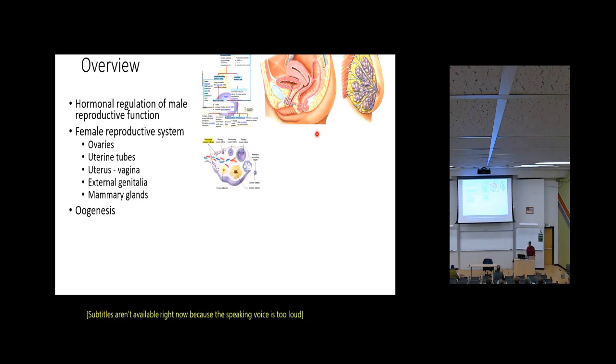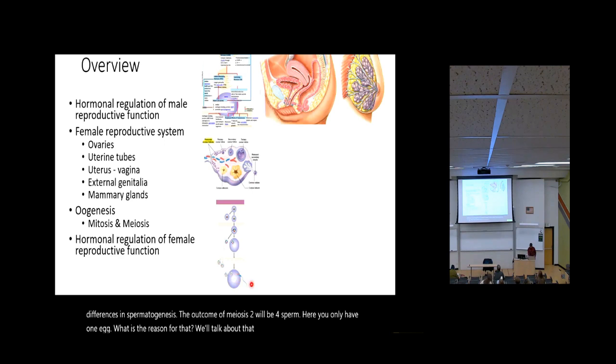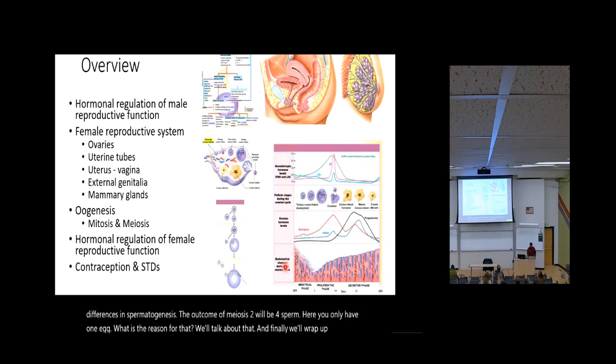And then we'll talk about the various steps involved in oogenesis, and again we'll see that mitosis and meiosis will play a pretty important role, and you can see that there are some key differences. In spermatogenesis, the outcome of meiosis 2 will be 4 sperm. Here you only have 1 egg. What is the reason for that? We'll talk about that. And finally we'll wrap up by talking about the hormonal regulation of the female reproductive function.